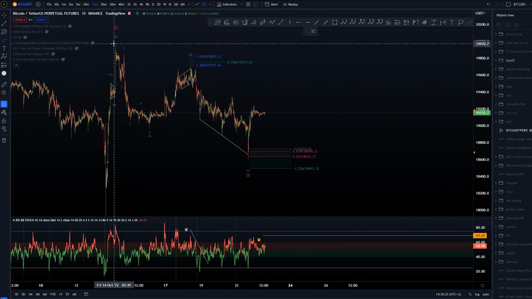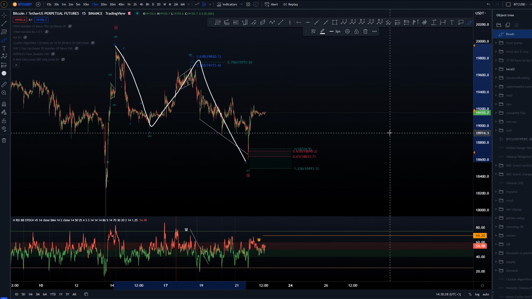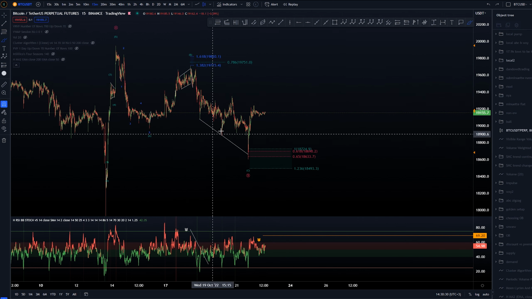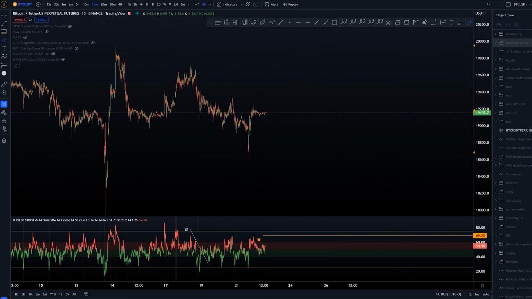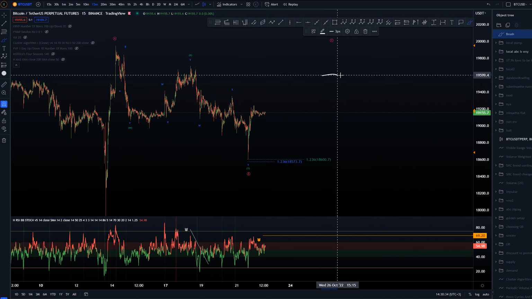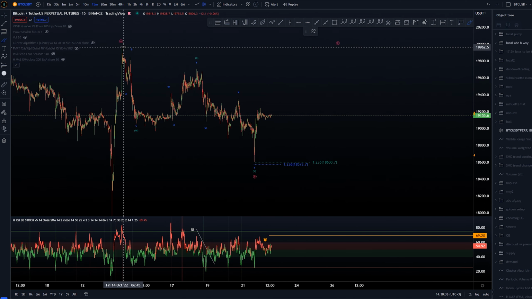Overall, it does not matter. We would have this three-wave structure completed like this, but I just wanted to get in there and take another look at how we could be labeling this. And this is what I came up with.